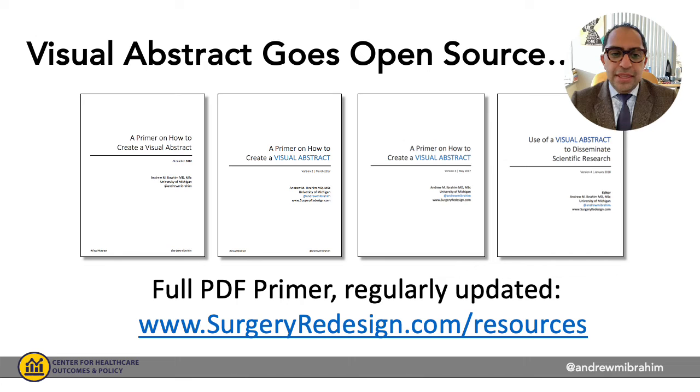There was an important decision to make at that point. Should the visual abstract be proprietary to one journal, or should it be for the masses? And we obviously went with the latter decision and initially started with a 9-page visual abstract primer in version 1. The most recent version now exceeds 50 pages. That's free to download, but in short, we made it open source.